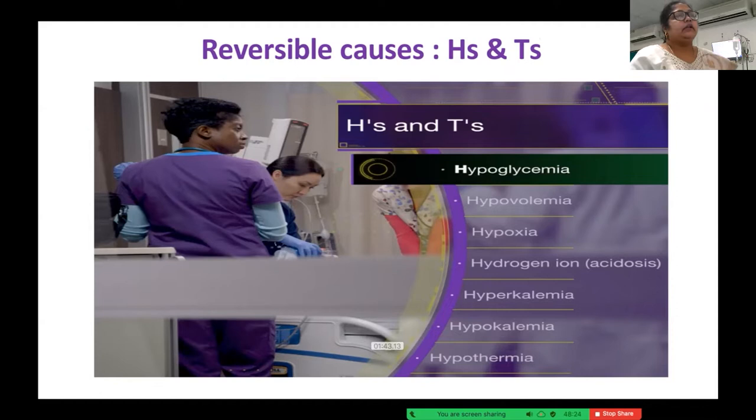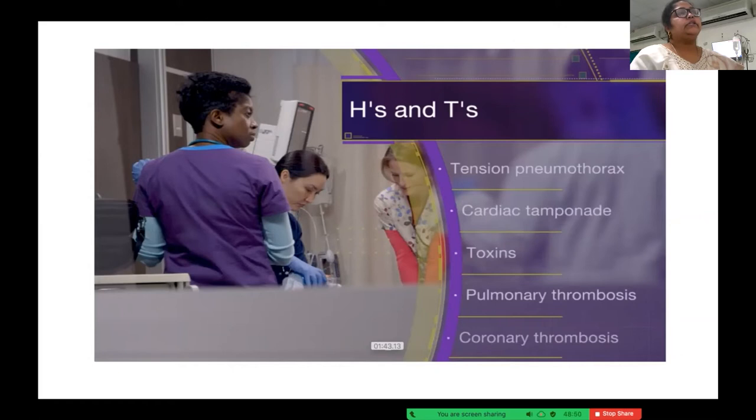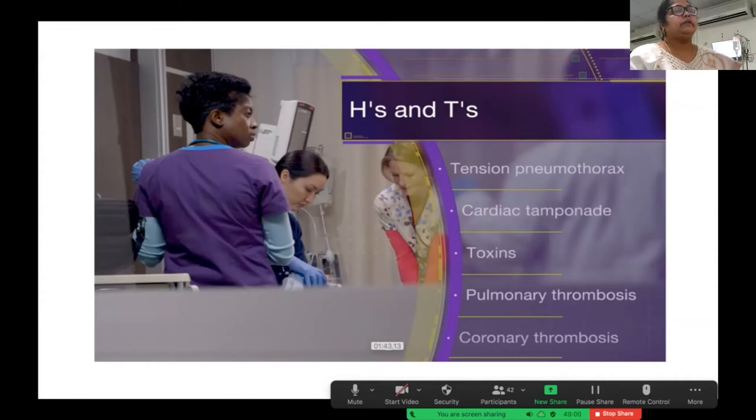When we are doing BLS and thinking about why the child is not recovering, or a child with no pulse, then we have to think about the 6Hs and 6Ts. So hypoglycemia, hypovolemia, hypoxia, hydrogen ions, hyperkalemia, hypokalemia, and hypothermia have to be checked, and the Ts also. Tension pneumothorax, we have to auscultate for that. Cardiac tamponade also, we have to look for muffling of the heart sounds. Toxins, if any, involved. And pulmonary thrombosis and coronary thrombosis are mainly in adults, but we have to check for them also.